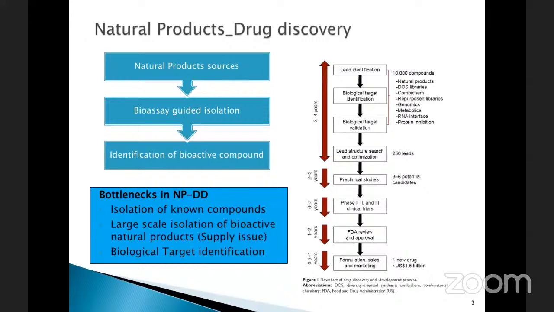Now, although I've said that it is a very important area for research, there are a lot of challenges, a lot of bottlenecks in natural product drug discovery programs. And I want to highlight three major bottlenecks. First of all, before I go to the bottlenecks, I want to give you some idea about how this program works.